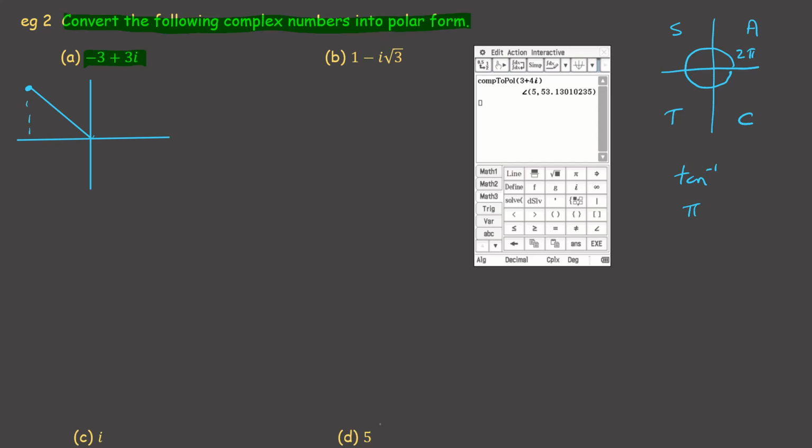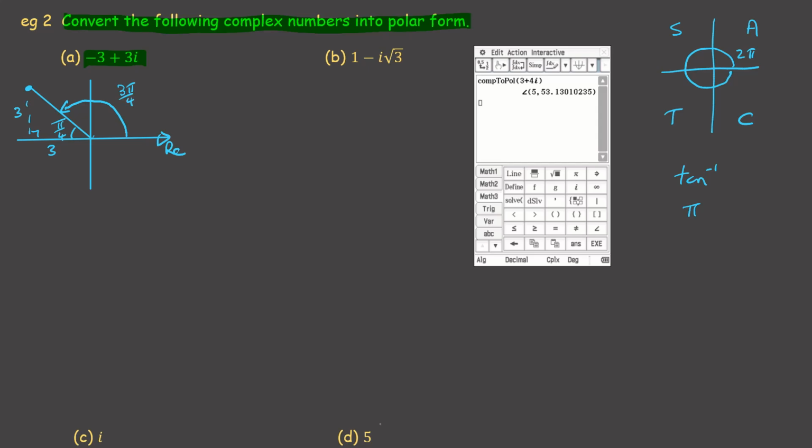Now, if this distance is 3 and this one is 3, it should be clear that this angle is 45 degrees or pi by 4 because we have an isosceles right-angled triangle there. That means the angle from the positive real axis is going to be 3 pi by 4.